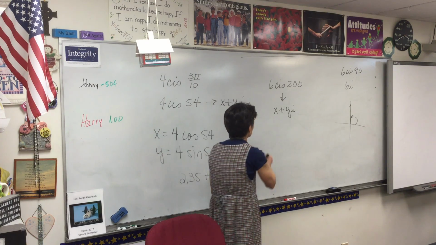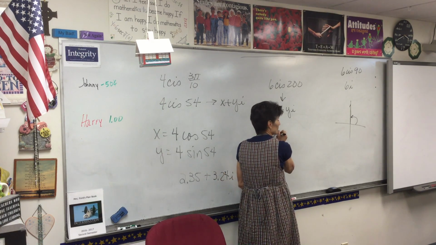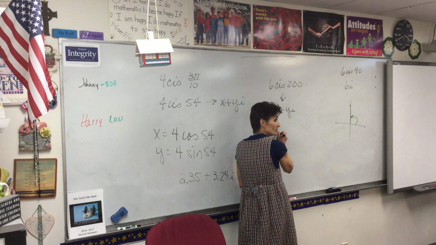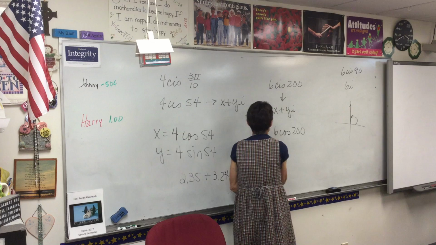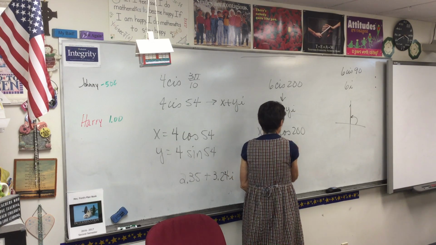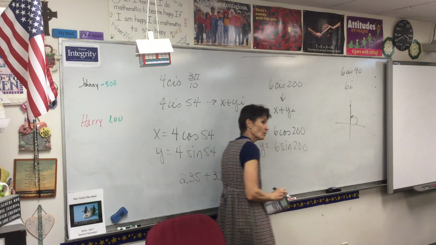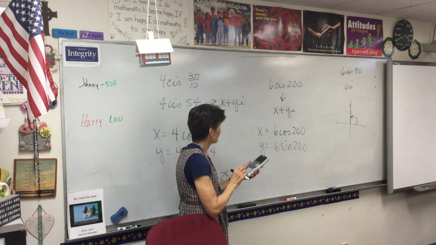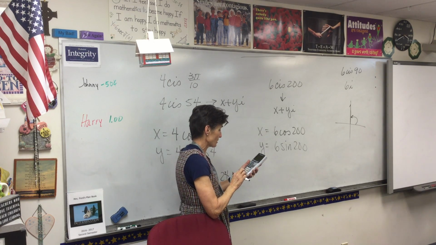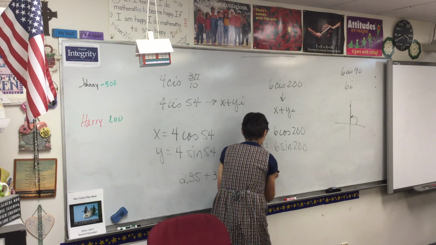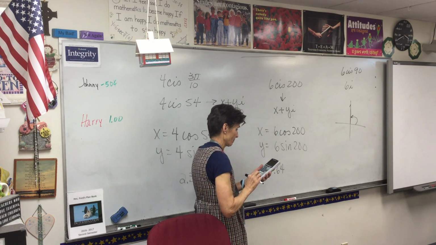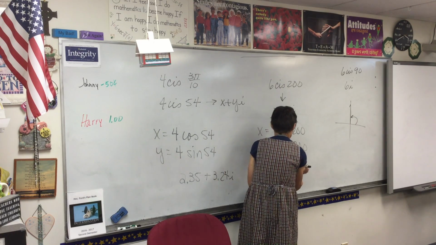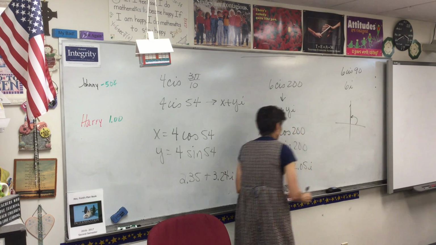Your x would be 6. Well, 6 cosine 200. It might be 6 sine 200. Perfect. Don't be so hesitant. That's exactly right. So 6 cosine 200, there's your answer.